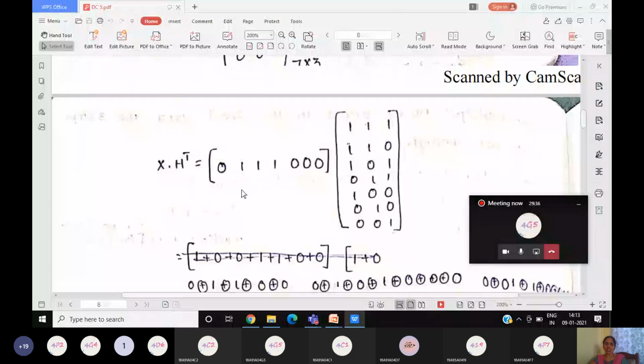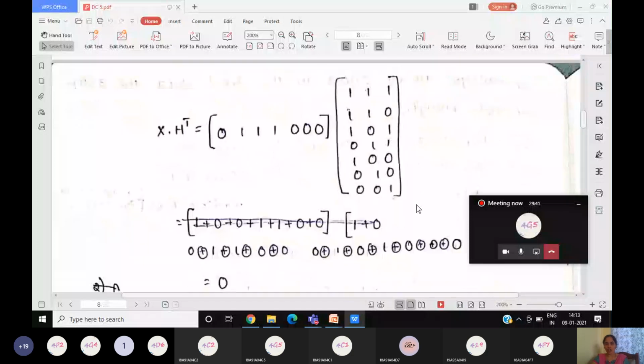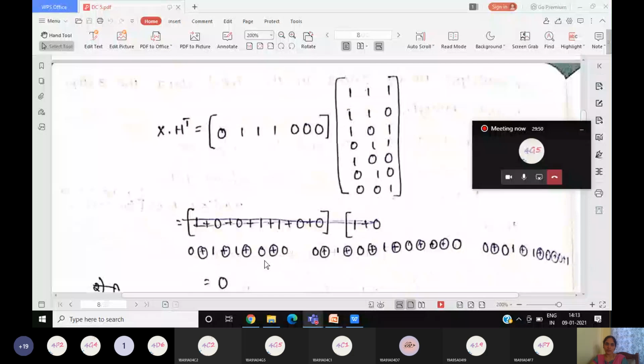Now X into H transpose is, take the same X code vector multiplied by H transpose. Instead of normal addition, you should take the modulo 2 addition, that is the XOR operation. Finally you will get an even number of ones during this operation. Here 1 into 1 gives 1, and here also 1 into 1, and the remaining are all zeros. So 1 XOR 1 with the remaining zeros gives 0. Similarly, if you observe the second column, it has ones in the second, third, and fourth positions, so only 2 ones overlap, and automatically the output will be 0.